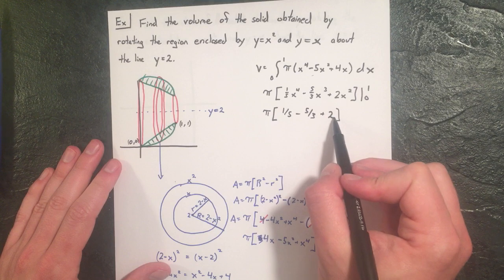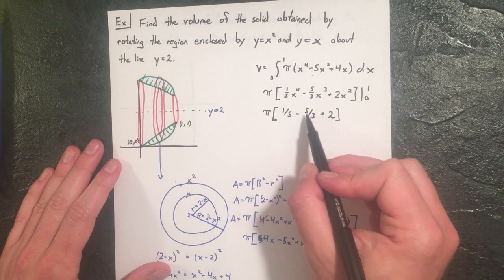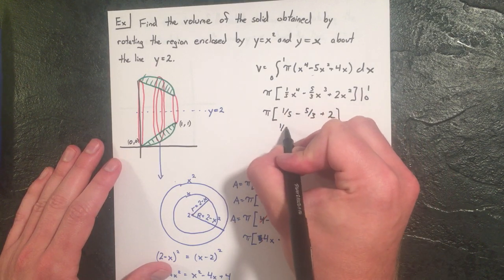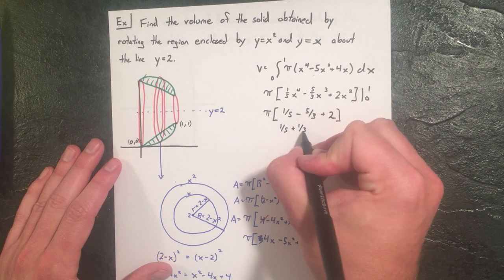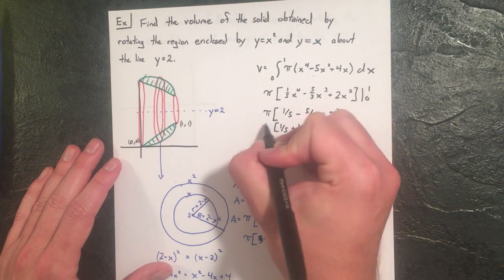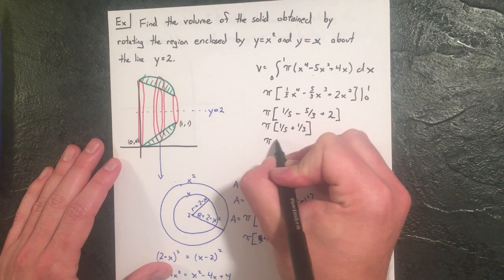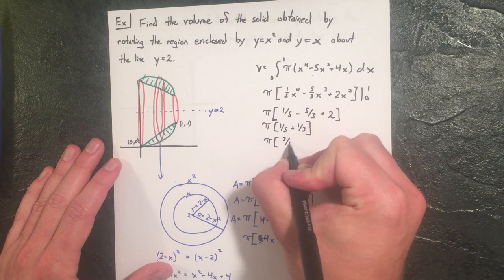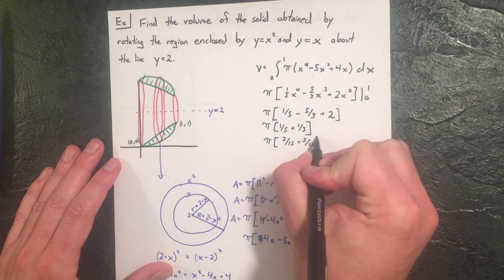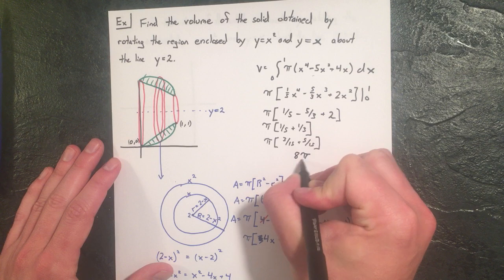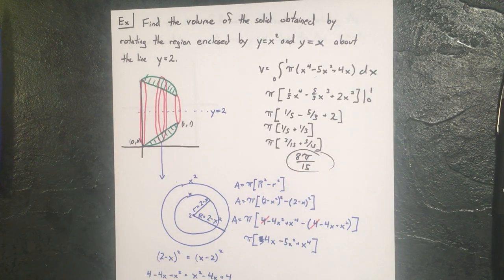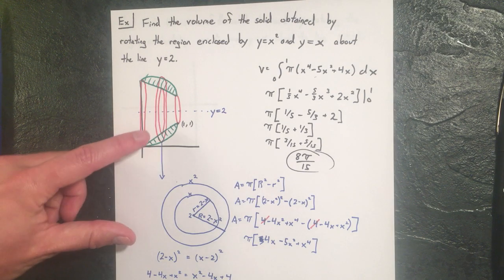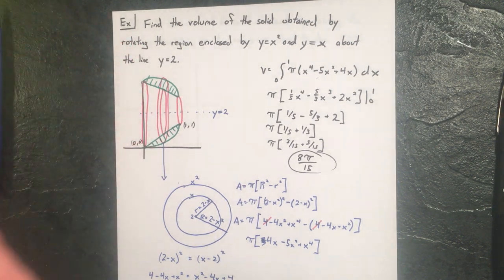I don't want to get all these common denominators first. I know that 2 minus 5/3 is going to be 1/3. I think so. So 1/5 plus 1/3. So we have 3/15 plus 5/15. 8 pi over 15 is what we're looking at for our final answer here. Yet again, that is the volume of this shape as we have rotated around the line y equals 2.